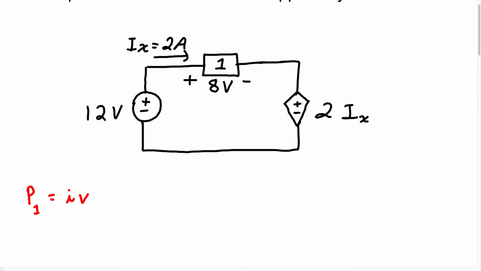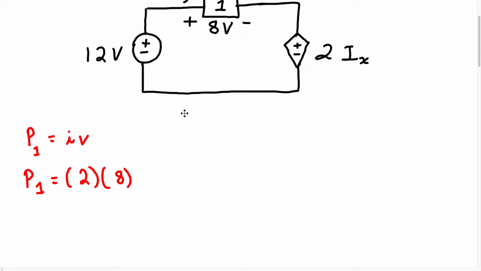of these elements. Now that we know that, the current in our first element is going to be 2 amps. And because of the direction of the arrow, we know the current is going to flow from the positive terminal to the negative terminal. Therefore, this is going to be a positive current. So the power for our first element is going to be a positive current, which is 2 amps, multiplied by the voltage, which is 8 volts. When you multiply 2 times 8, you're going to get 16 watts.